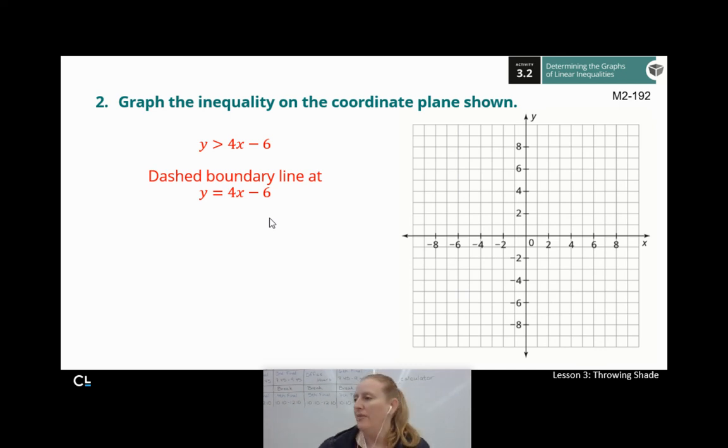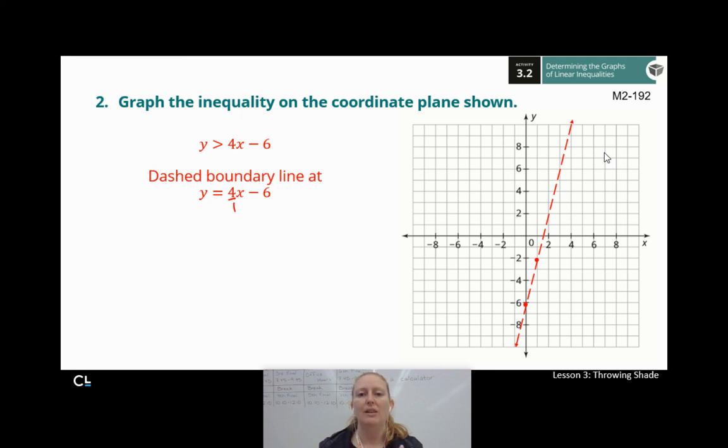So to start off with, I'm just going to graph it. I know my y-intercept is -6, so I need to make a little dot right there. I know my slope is 4/1, so I need to go up 4, 1, 2, 3, 4, over 1, and put my little dot there. Now, when I make my line, we said it needs to be a dashed boundary line. So dash it all, there it is.